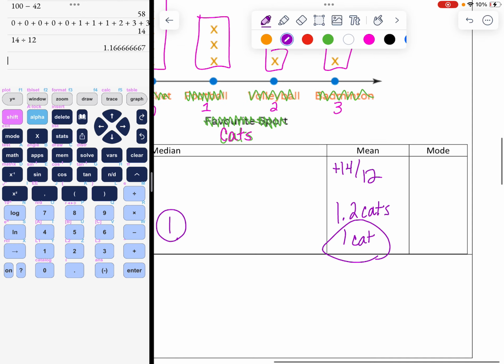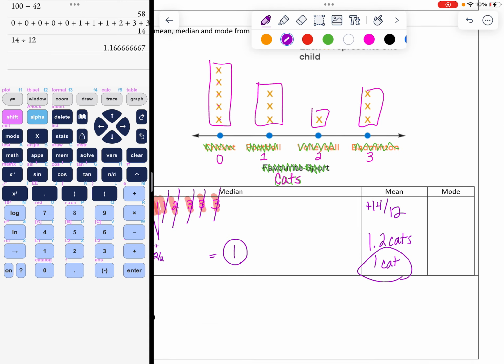I don't know. And then the mode. What is the most occurring item? The mode means most. So the mode would be 0 cats because that's the one that has the most tally marks.